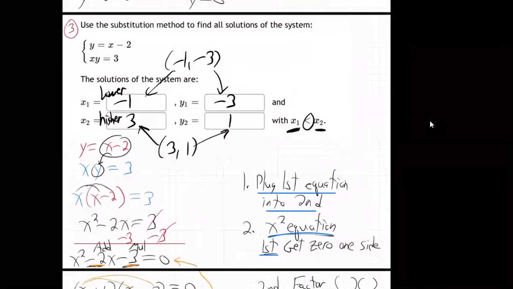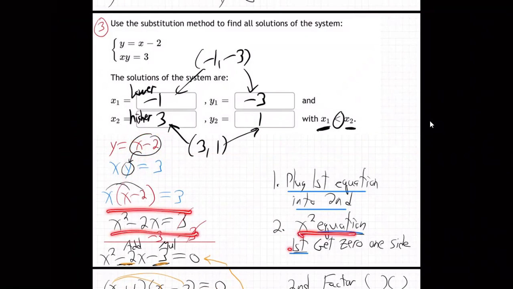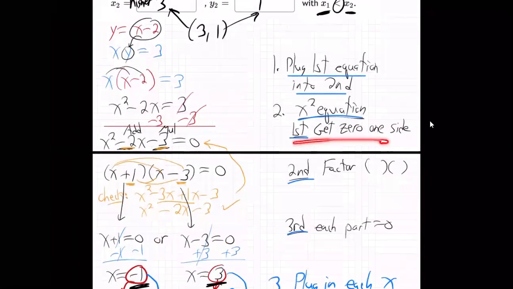So there we go. So recapping, how did we solve those two equations at the same time? We basically plugged the first equation into the second, right here, y equaled x minus 2, plug that in for y in the second equation, got x times x minus 2 is 3, distributed, then we had an x squared equation. And what do we do for an x squared equation? We first got to get a 0.